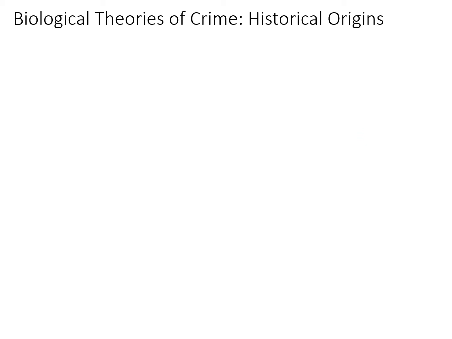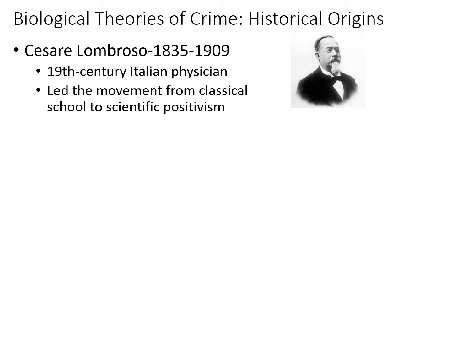We'll begin with biological theories of crime and a little history on that. Cesare Lombroso, 1835 to 1909, was an Italian physician and considered one of the founding fathers of modern criminology, pictured here on the right. He led the movement from the classical school to scientific positivism. So the notion that criminal behavior, while on the surface it may seem rational, also has some biological substrates that differentiate people that are criminal from people who are not criminal.